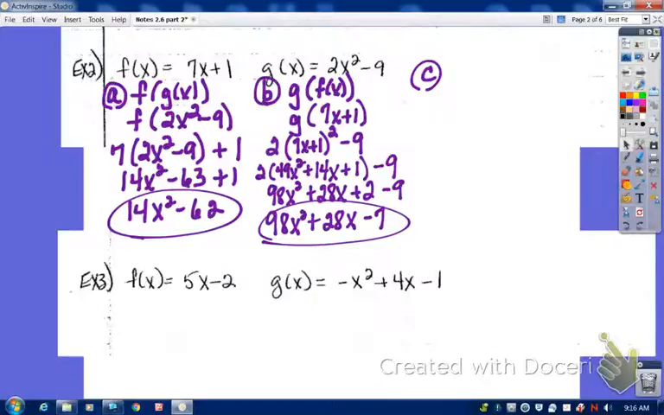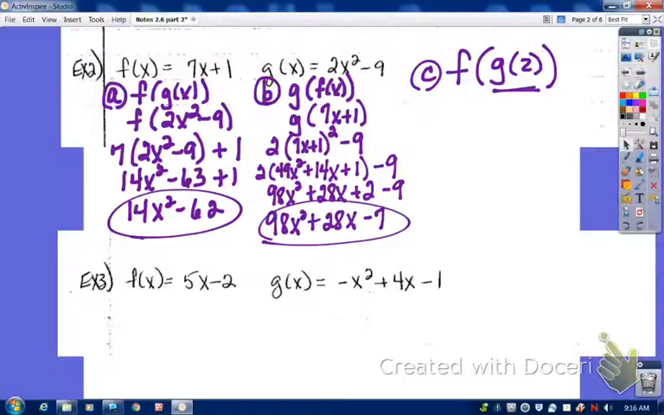But C says we're doing f composite g of 2, which is really f parentheses g of 2. So I'll go a little bit slower on this one. We can actually find g of 2. It's a number, right? We can actually find the value of g of 2 because it's not g of x, it's g of 2.